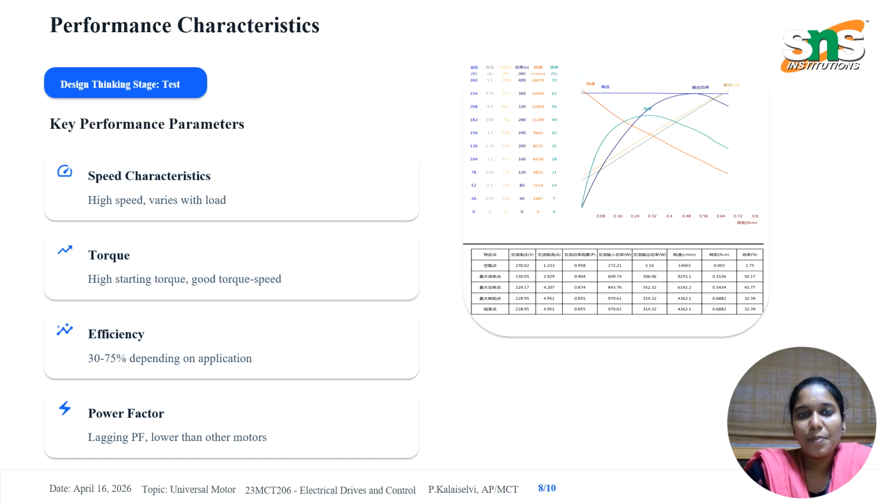Let us discuss the performance characteristics of a universal motor. The key performance characteristics are speed, torque, efficiency and power factor. The speed is very high, and it decreases with increase in load. The torque is a high starting torque, which is suitable for heavy starting loads. The efficiency of the universal motor is typically 30% to 75% depending on the application. The power factor is low and lagging in AC operation.